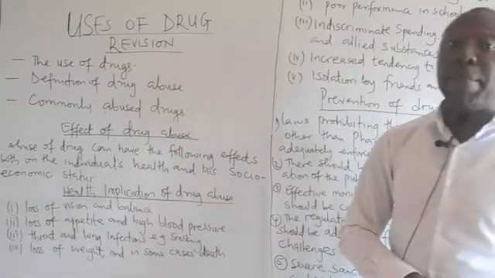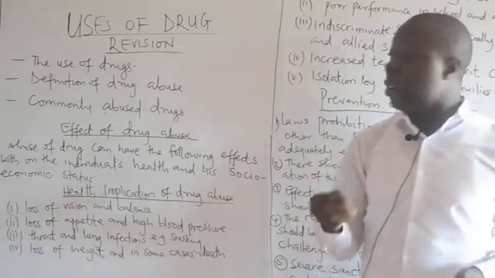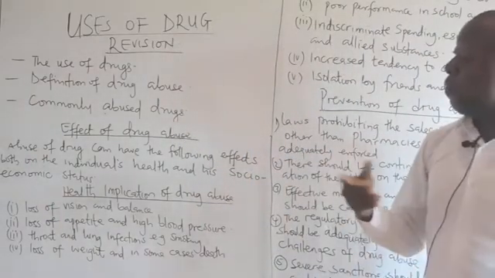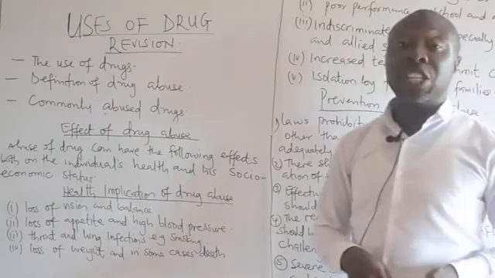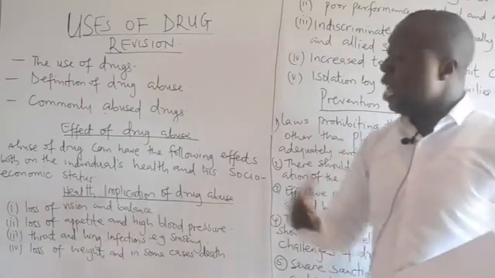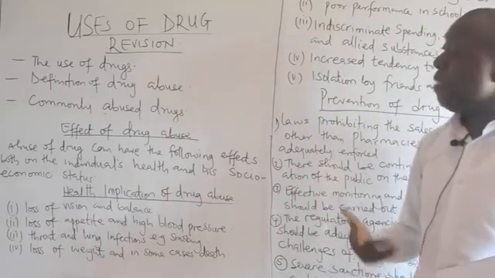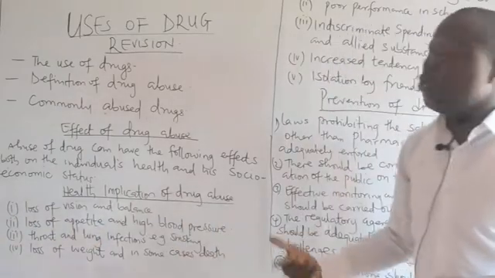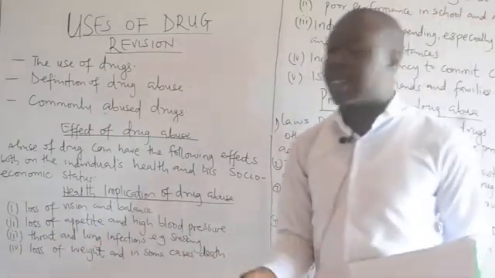loss of vision and balance. If a person abuses a drug, the person might end up having a visual problem, loss of vision and balance. Another health implication of drug abuse is loss of appetite and high blood pressure. If a person abuses drugs, those drugs might cause the person to have a loss of appetite. That person will not have the willingness to eat.